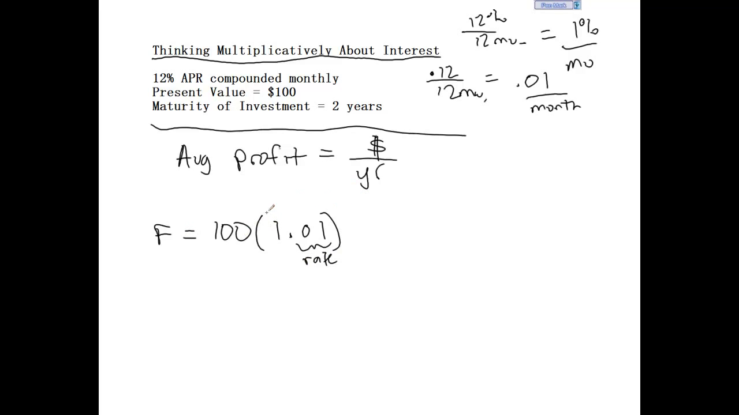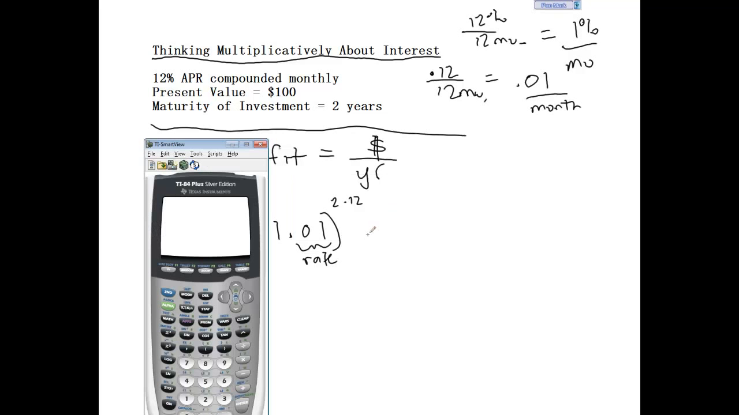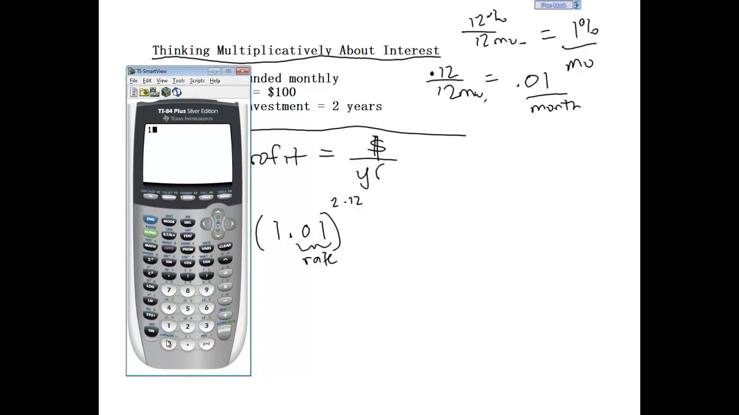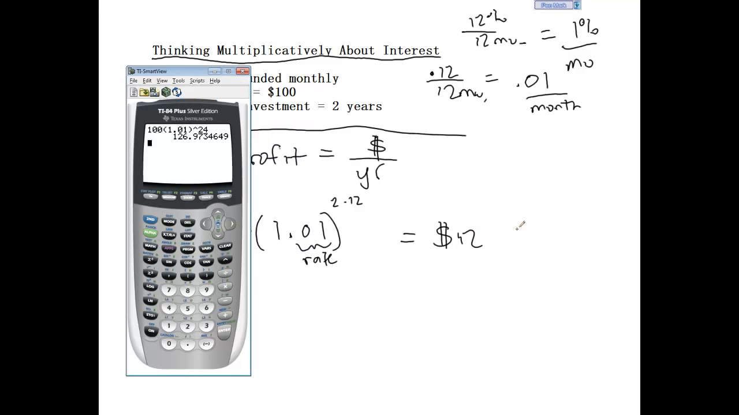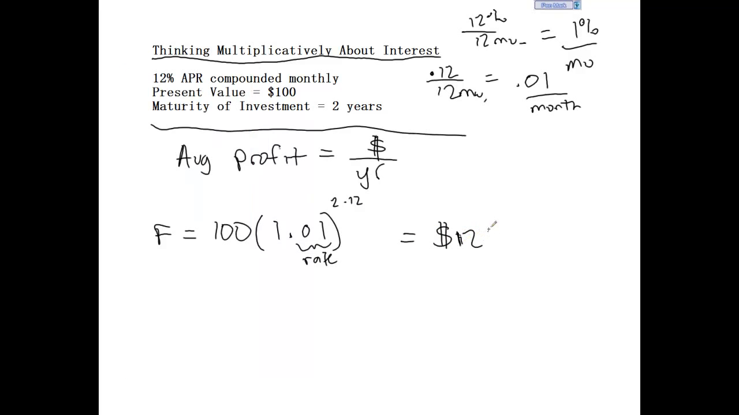If we looked at this 2 years down the line, I have to apply the monthly rate 2 times 12 times, which is 24. So now I'd come into my calculator and figure this out. 100 times 1.01 to the 24th power, and what do I find? I find that I should have $126.97. Okay, perfect. Wonderful.